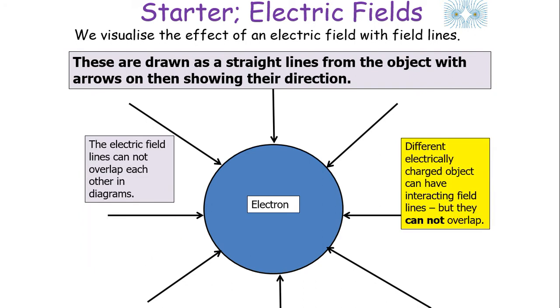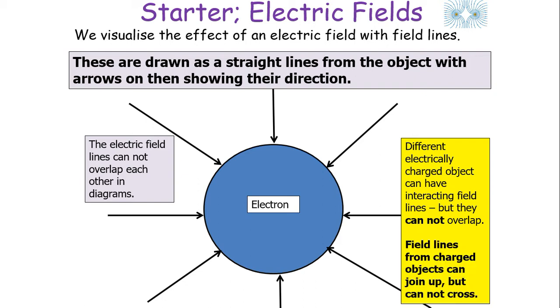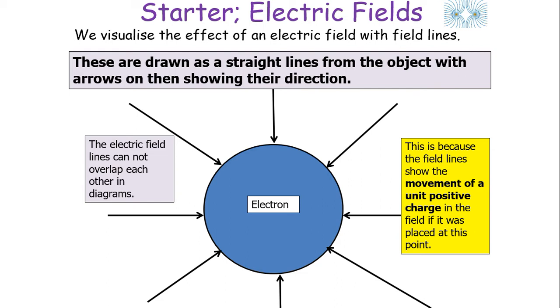Now, it's important to note that the electrical field lines cannot overlap each other in diagrams. Different electrically charged objects can have interacting field lines, but they cannot overlap. Field lines from charged objects can join up but cannot cross. This is because the field lines show the movement of a unit positive charge in the field if it was placed at that point.